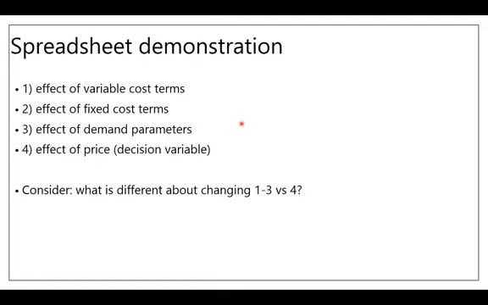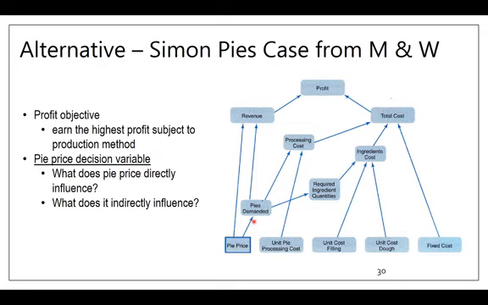Yeah, and so in that lab, what are we going to be looking for? Well, we're going to test out the effect of variable cost terms, the effect of fixed cost terms, the effect of the demand parameters directly, and then we're also going to think about what is the effect of that price. And we're going to consider 1 versus 3, those sort of easier to understand components, versus 4, where we have both direct, right? The pie price having this direct effect on revenue, which goes directly to profit, and this indirect effect which causes revenue to pull back down.